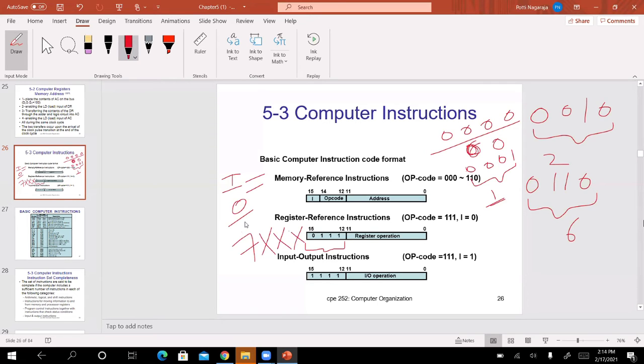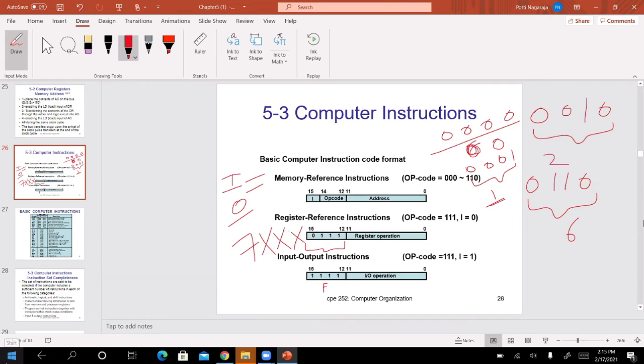Then similarly, the last case, input output instructions. What is the I bit here? 1, and the opcode is always 111. Now substitute: 1 1 1 1. What is the value of this? 15. 15 in hexadecimal is F. Yes, very good. So it is F.